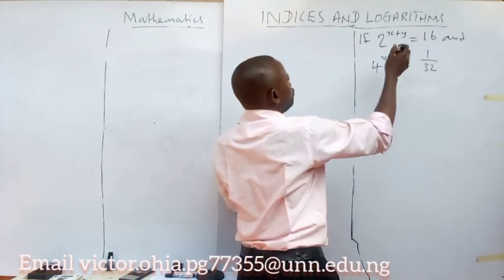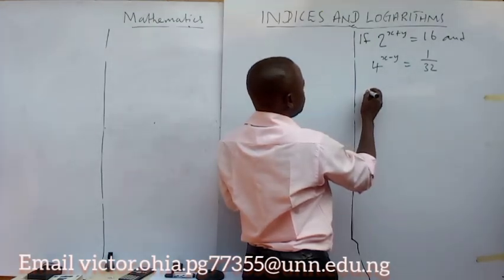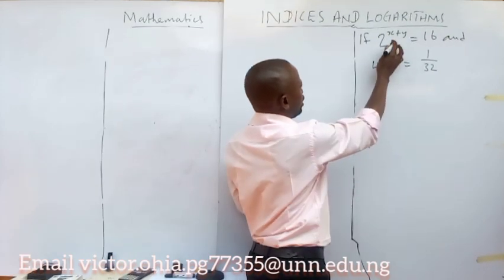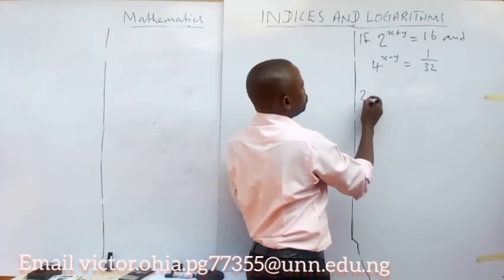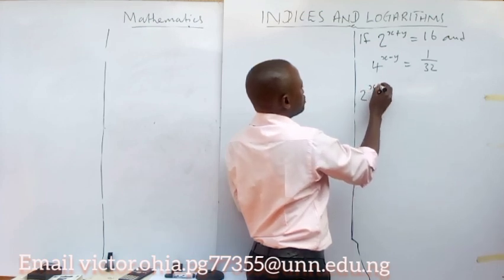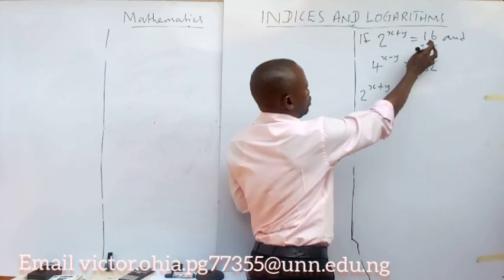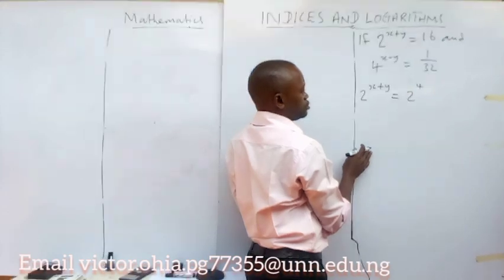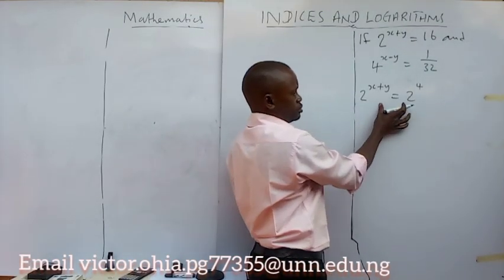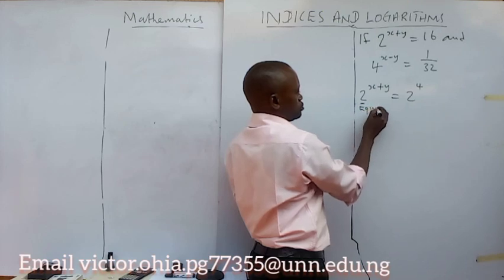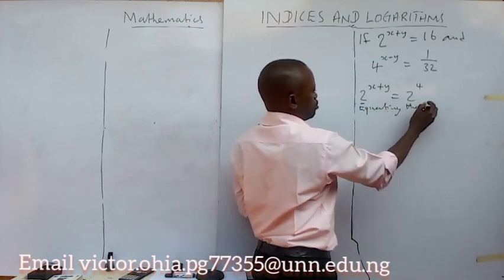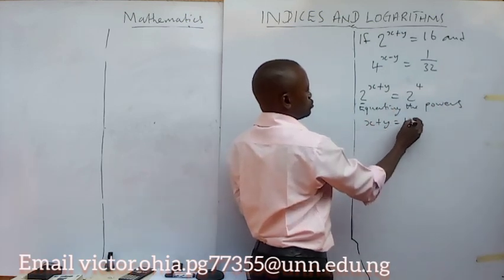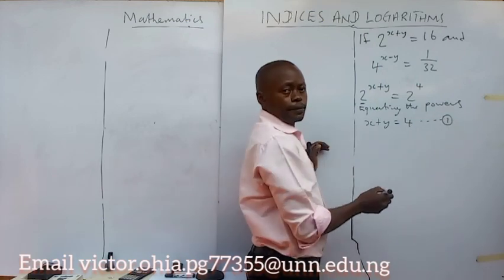If you look at this problem, you are going to see that I can rewrite this 2 to power x plus y equals to 16 as equals to 2 to power 4. So from here, equating the powers, I can be able to have that x plus y is equals to 4. I'll call it equation 1.